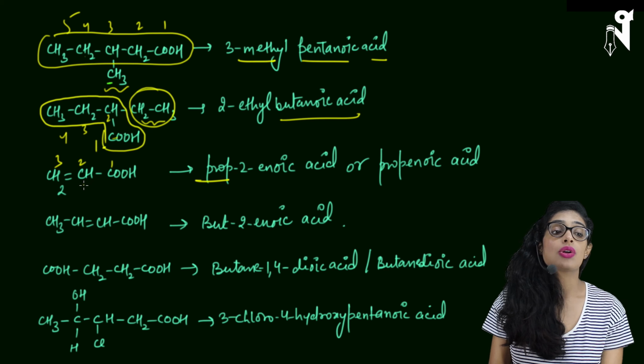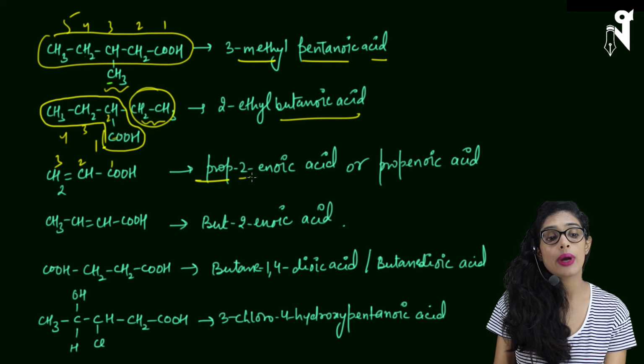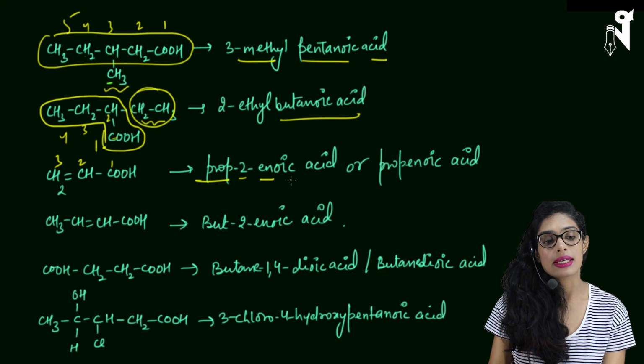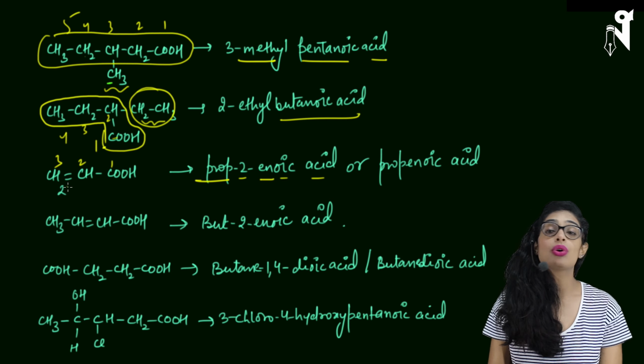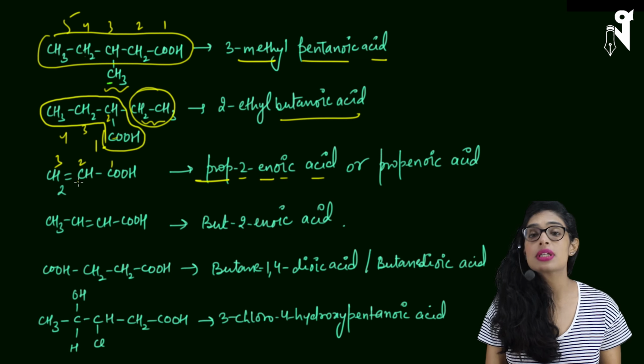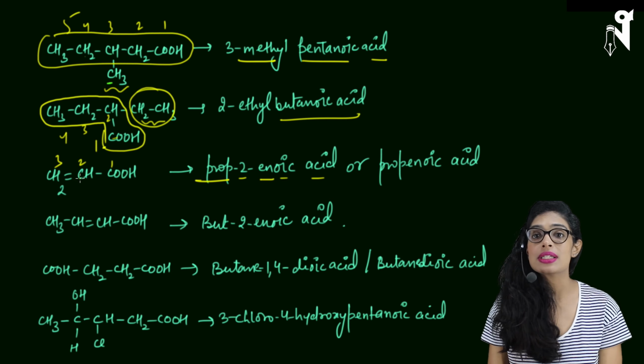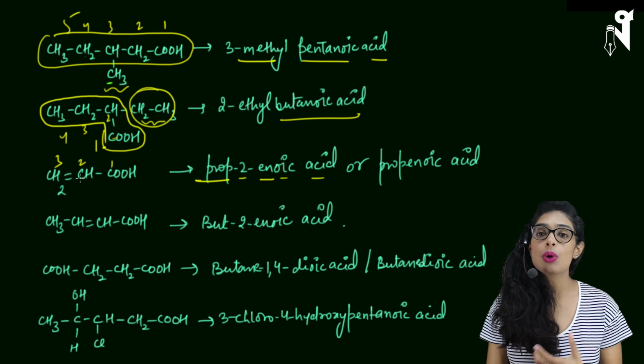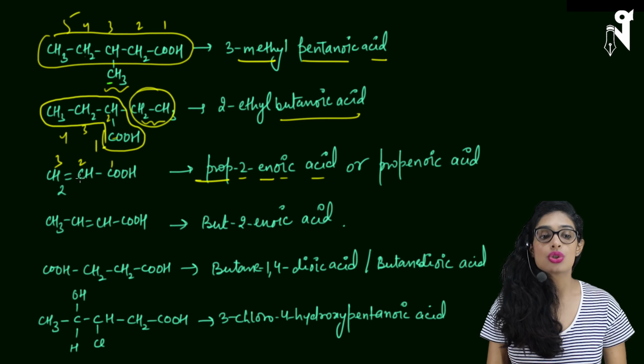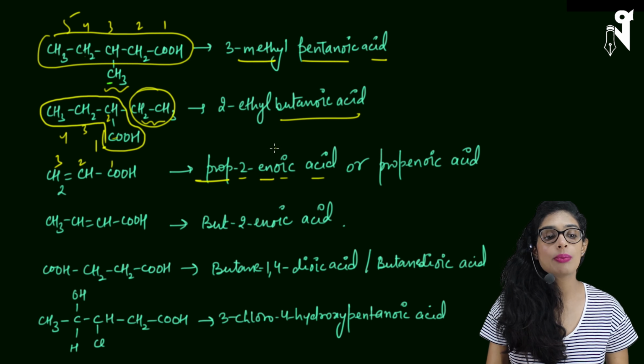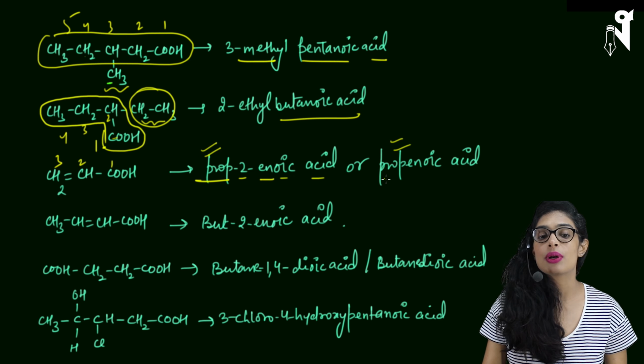Now double bond is present on the second position, hence 2-en-oic acid. Here there could not be any other position for the double bond because on the first position COOH is present, and automatically if there is a double bond it will shift to the second position. So there is a high chance that you may not find the compound being written like this. Instead it is written like this, propanoic acid.